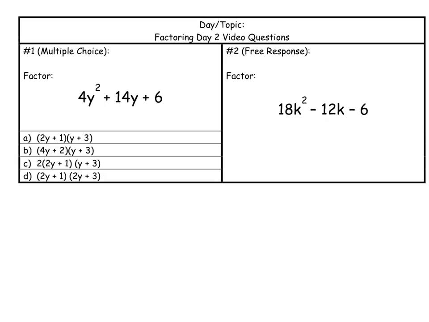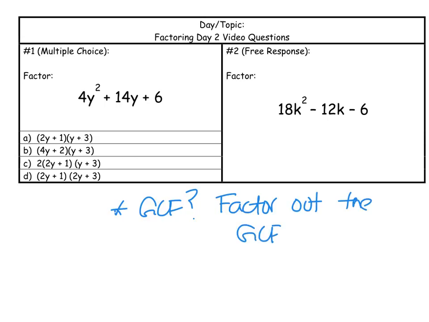Okay, now it's your turn to answer 2 questions from the notes. In number 1, multiple choice, you need to factor the polynomial 4y squared plus 14y plus 6. And as with everything, first thing you want to do is ask, is there a GCF? And if there is, you need to factor that out. Factor out the GCF, and that greatest common factor has to be common to every single term. Same thing with number 2, is there a GCF? And if there is, it has to be in common with every single term.